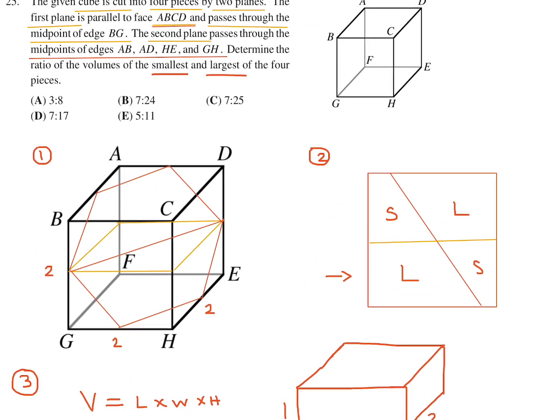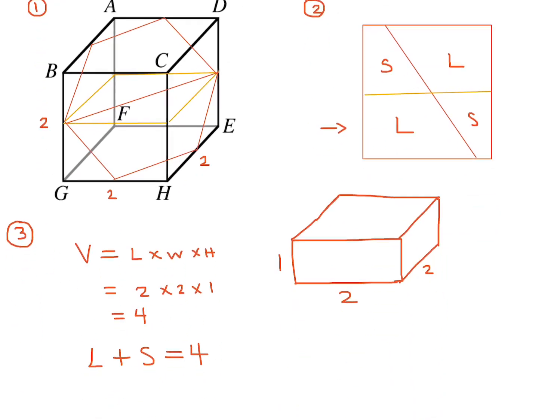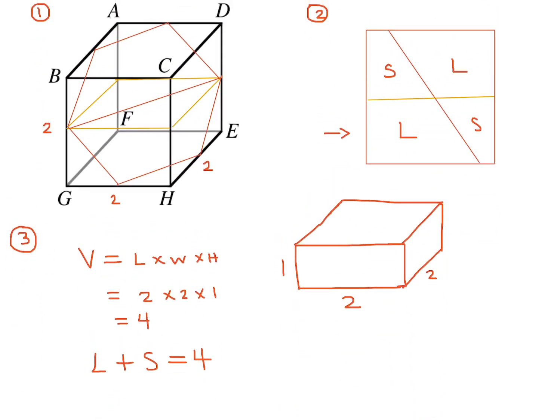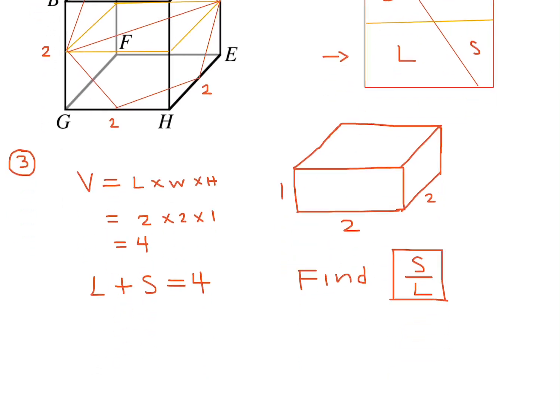And before we proceed, let's not forget what we're trying to figure out. Determine the ratio of the volumes of the smallest and largest of the 4 pieces. So they want us to find S over L, that ratio. All right? You ready for the next step? Okay. Here we go.